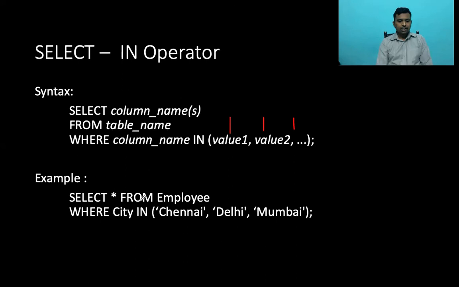So SELECT * FROM employee WHERE city IN (Chennai, Delhi, Mumbai). There should be Chennai, there should be Delhi, there should be Mumbai. All these three things must be there. If it is there, then print, or else don't print. So that is what the IN command is, right? Wherever Chennai, Delhi, Mumbai is there, print it, right?